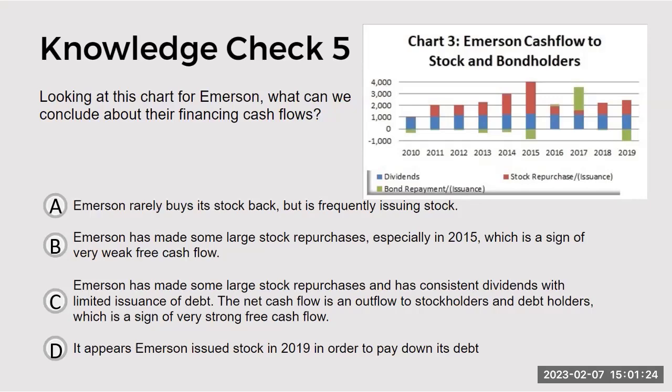Is it strong or weak cash flow? It's strong, right? If they're buying a lot of stock back, they must be producing a lot of cash, because that's something they don't have to do. The fact that they're doing it must mean they have a lot of confidence. So B looks pretty good. Had some large stock repurchases and consistent dividends with limited issuance of debt. The net cash outflow to stockholders and debt holders is a sign of very strong free cash flow.